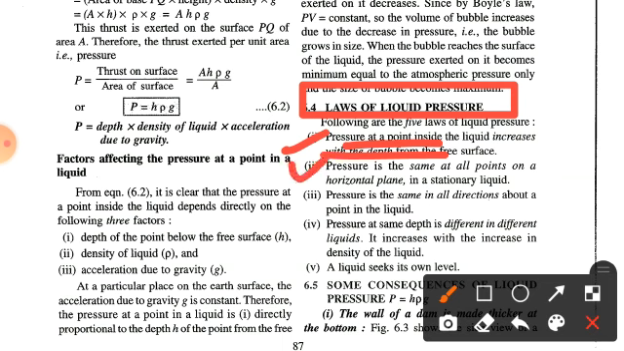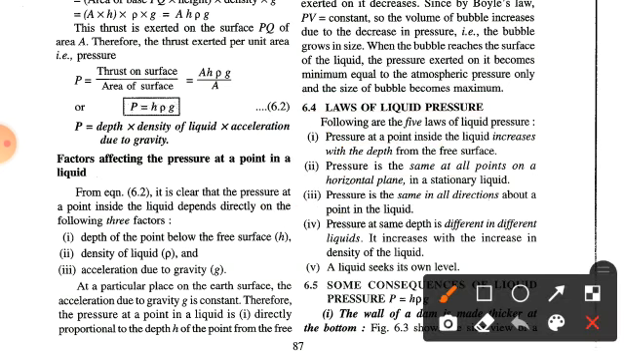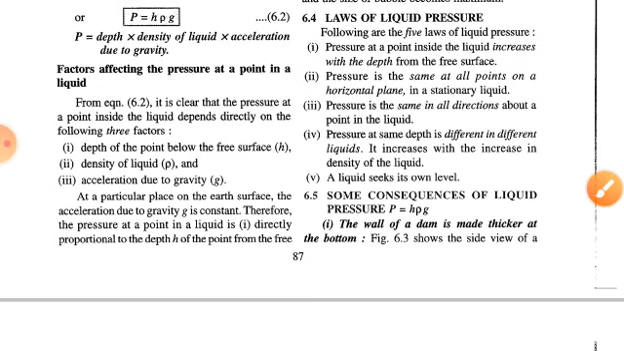The second one: pressure is the same at all points on the horizontal plane in a stationary liquid. The third one: pressure is the same in all directions about a point in the liquid. The fourth one: pressure at the same depth in different liquids increases with the increase in the density of the liquid. Now the fifth one: a liquid seeks its own level.